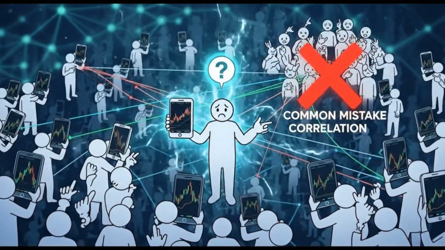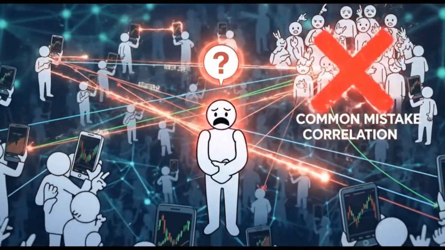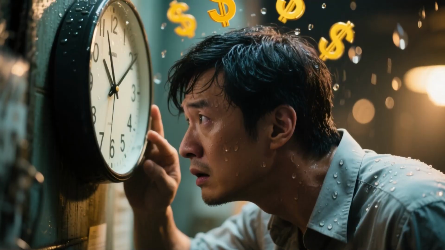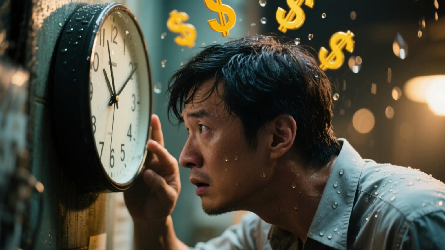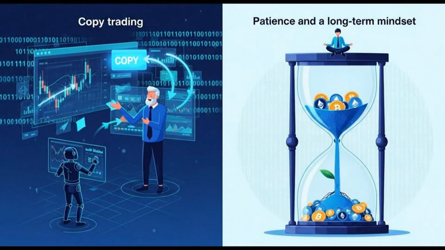One common mistake is copying too many traders at the same time without understanding correlation. Another mistake is checking profits every hour and reacting emotionally. Copy trading still requires patience and a long-term mindset.